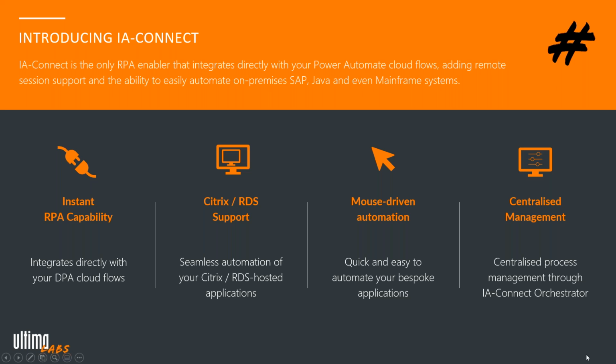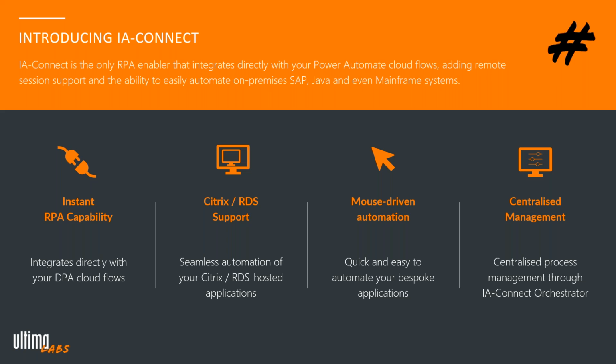As it says here, it's instant RPA capability, so it integrates directly with Power Automate. You just drag those actions into your digital process automation cloud flows. And it gives you mouse-driven automation. We've got a little demo later where I'll show this. And also centralized management of those processes and those workers through our iConnect Orchestrator, which again we'll go through in the demo a little bit later.